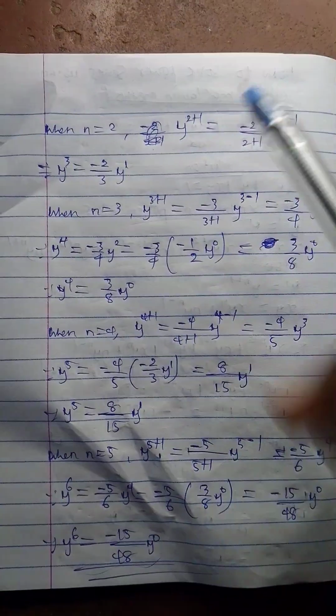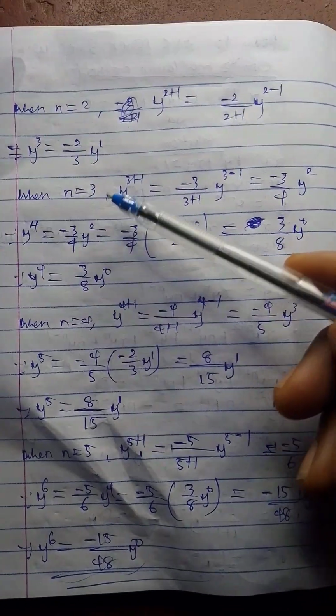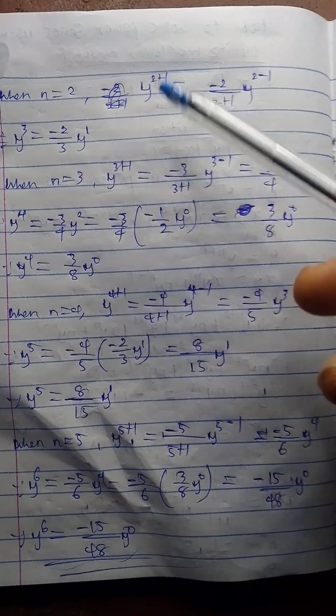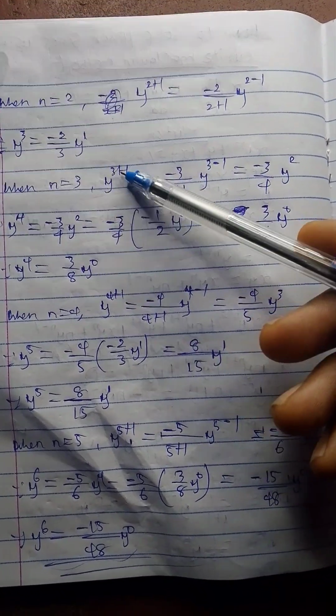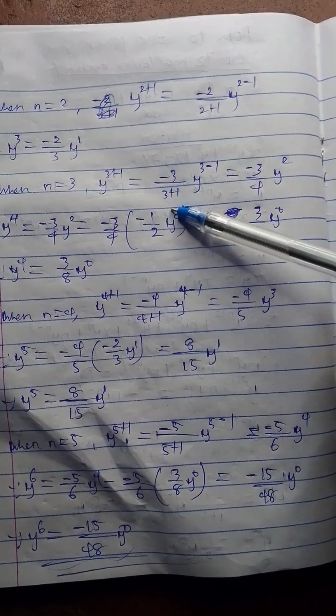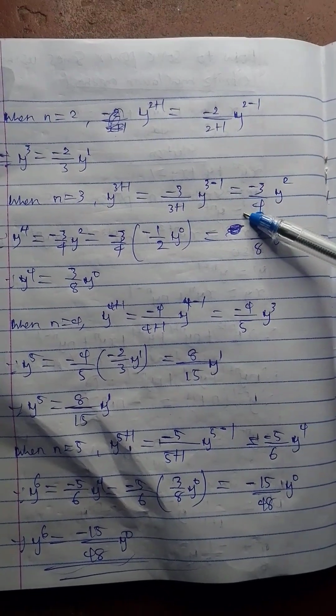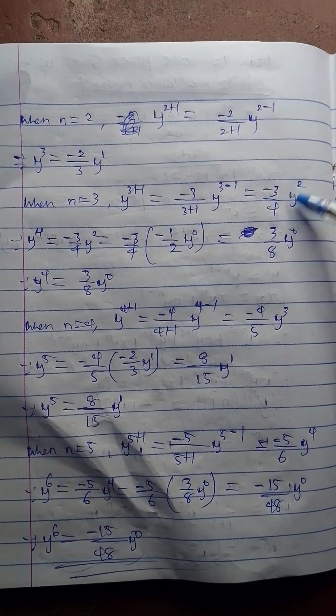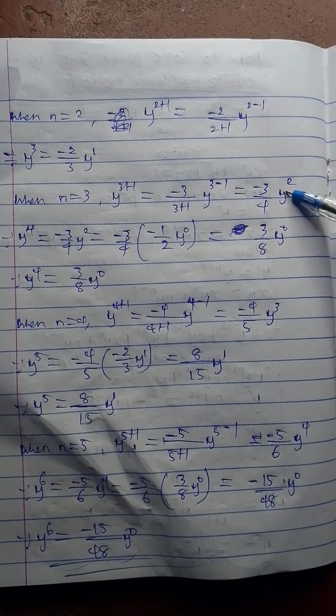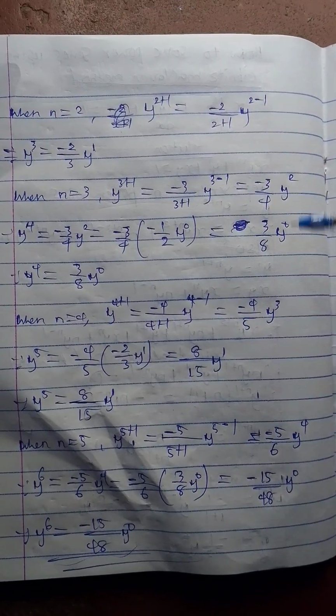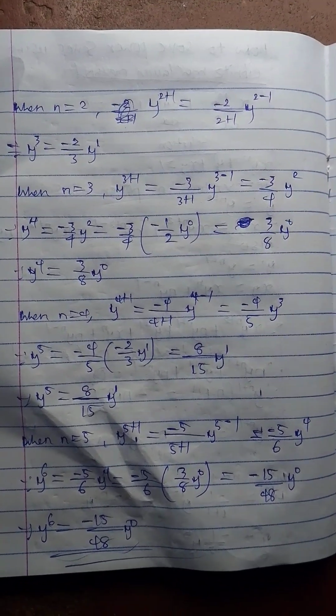Again, when n is 3, put the value of n is 3 in that equation. That becomes y raised power 3 plus 1 is equal to minus 3 over 3 plus 1, y raised power 3 minus 1, which is equal to minus 3 over 4, y2. Now you know that y2 here is known. So therefore, I have the value of y2 in my equation.